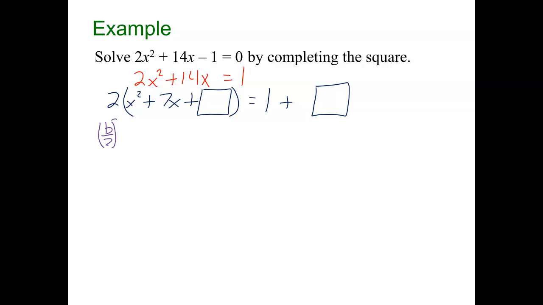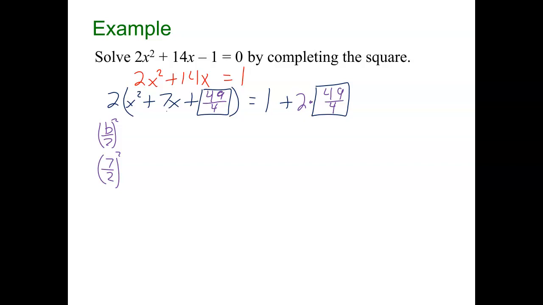B over 2 squared. What's my B value? 7. It's 7 now. I factored out the 2. My B value is 7 now. 49 over 4. But look very carefully. On this left side of the equation, I've got 49 over 4. It's being multiplied by this 2 that I factored out. So in order for my equation to stay balanced, the 49 over 4 that I add over here also has to be multiplied by 2.